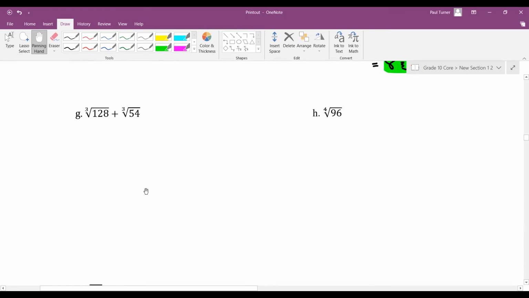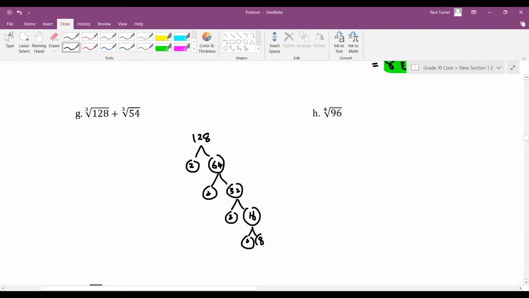So cube root 128. So think about your 128. Well, I'm thinking 2 times 64. That's the quickest one I can think of. 64 is 2 times 32. 32 is 2 times 16. 16 is 2 times 8. 8 is 2 times 4. There's a quicker way, isn't there? 4 is 2 times 2. Look at that. So all the way down.